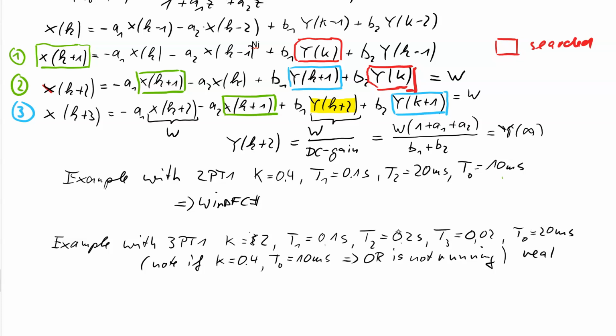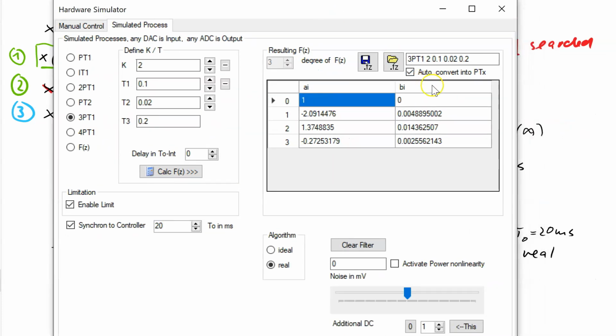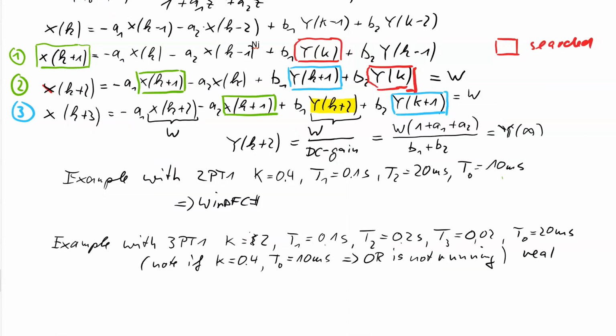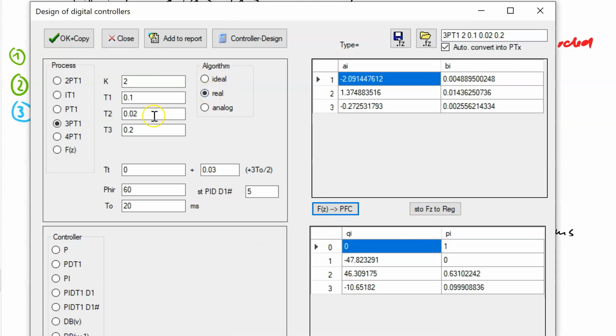I want to test the real algorithm, so we have an additional delay of 20 milliseconds, and the resulting curves now come with some pictures. Here you see the K 3PT1 20 millisecond real algorithm. These are the settings of my hardware simulator. Here are the settings of the design, real 3PT1, same process, 20 milliseconds. And I have activated the orientation controller, and the numbers here are in the region below 100. If these exceed 1000, then this could cause internal calculation errors and the orientation controller cannot run.